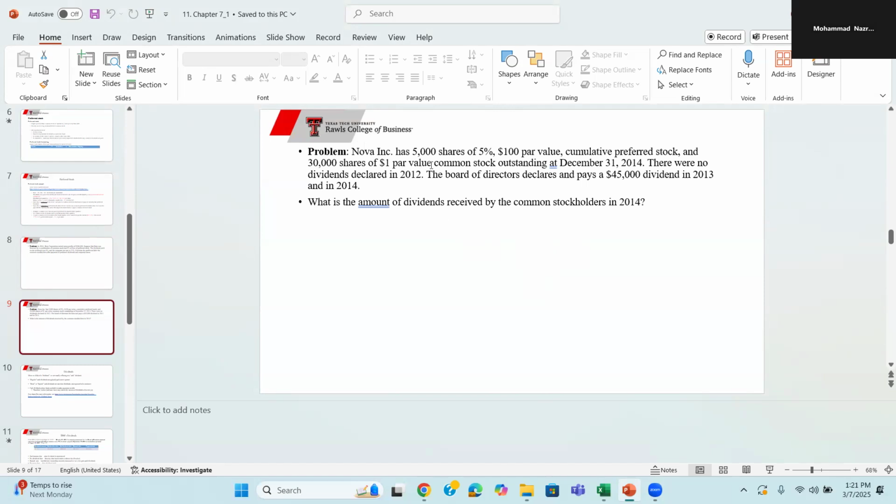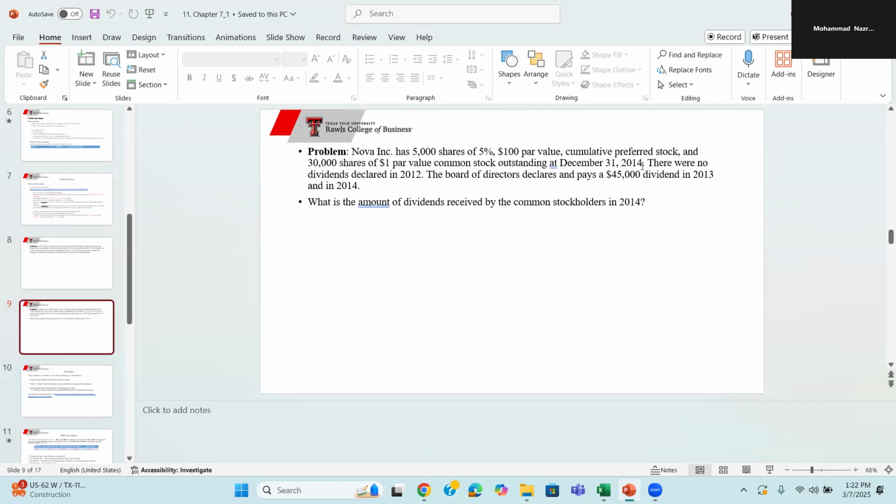So Nova Incorporation has 5,000 shares of 5% $100 par value cumulative preferred stock and 30,000 shares of $1 par value common stock outstanding at December 31st, 2014. All right, so this is for 2014, and you have cumulative preferred stock, and you have common stock and you have preferred stock, right? And we know that we are paying dividend on preferred stock.